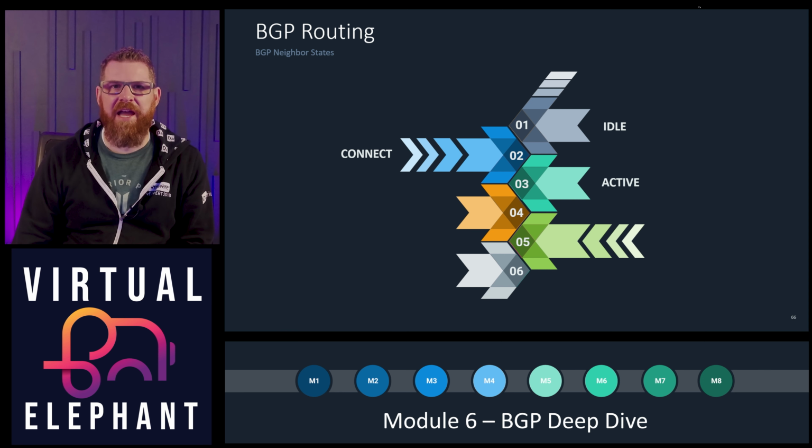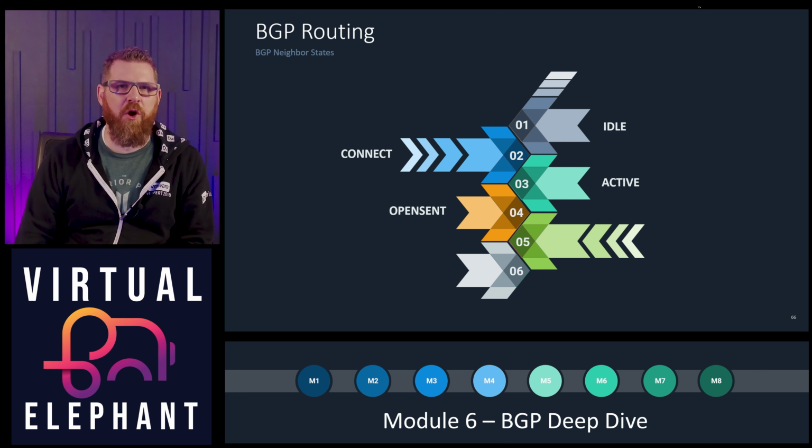Next, we have the active state. So if the TCP connection attempt fails in the connect state, the BGP router will enter this active state. In this state, the router repeatedly tries to establish the TCP connection to the neighbor. And so if you're having a problem where you see your BGP neighbors in this active state consistently, then you have some sort of TCP network issue between those two routers you need to look into.